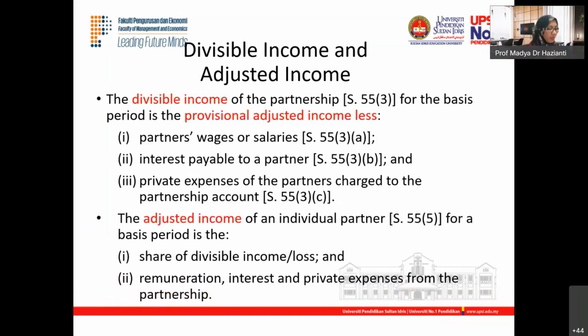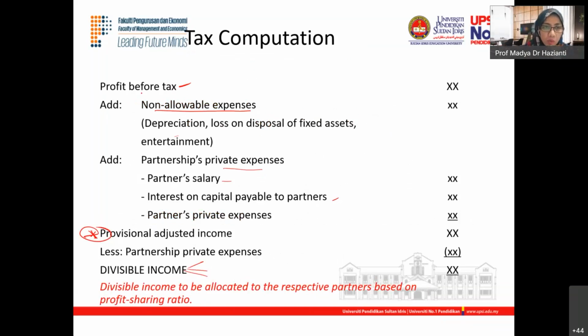Okay, so this is about divisible income and adjusted income. So maybe this is the first time you are introduced to the word divisible income. So this is the income that we have to divide among partners. Okay, so setakat format sini, I hope sini semua tak ada, this is nothing new. This is like the format like a business income. Okay, tapi term kita pakai provisional adjusted income, tolak balik all the private expenses, kita dapat divisible income.